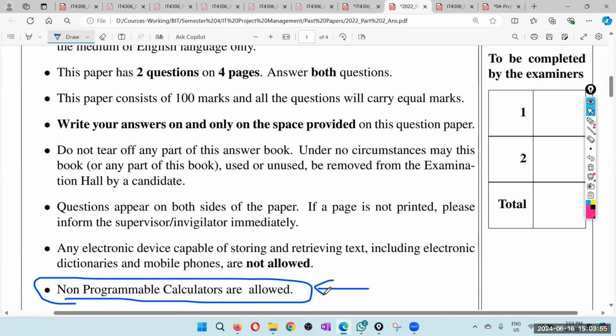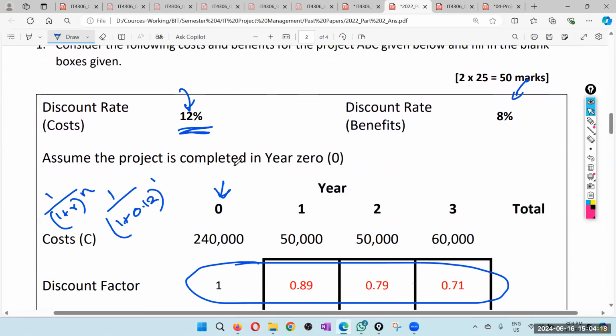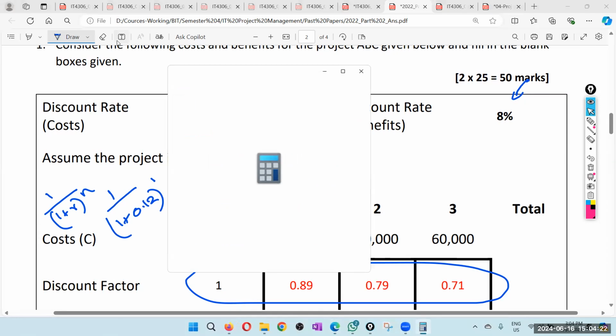And if you're not very sure, you may even call UCSC and double check. Especially for project management, check whether non-programmable calculators are allowed. If allowed, make sure you take a non-programmable calculator. Right? Scientific is okay, but non-programmable scientific calculator. Okay. So therefore, I will also use my calculator because calculators are allowed. Okay, so I'll take my Windows calculator.